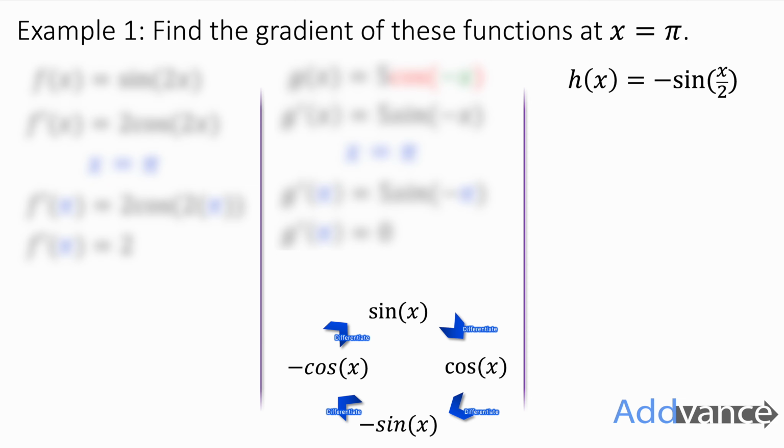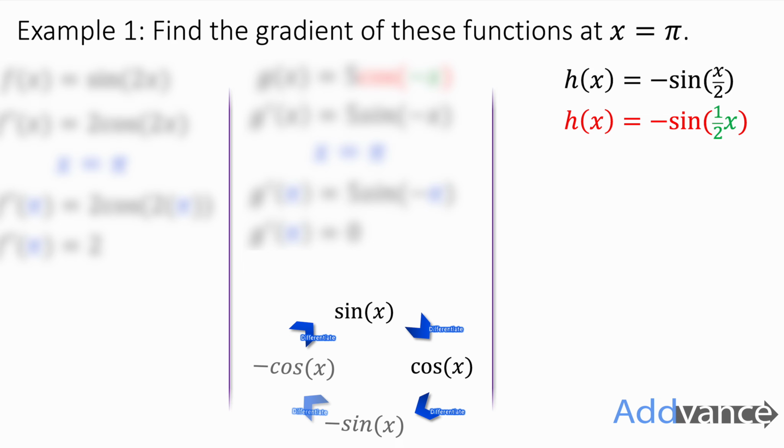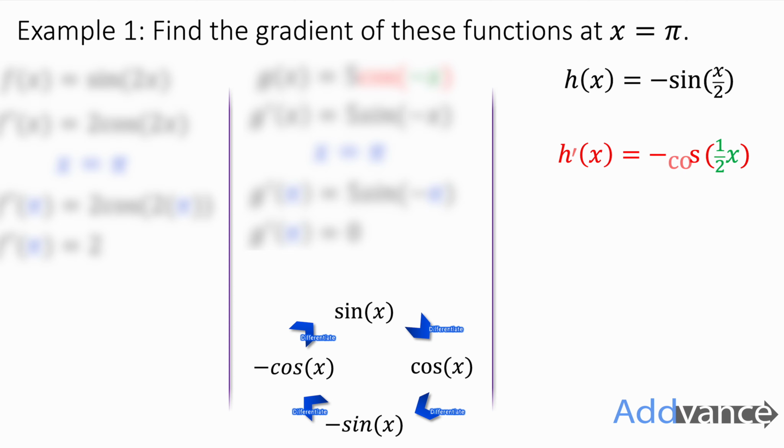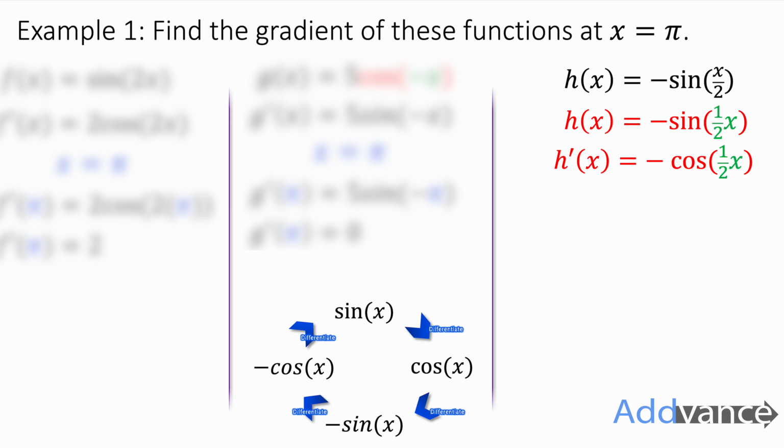Finally, h of x is minus sine of x over 2. We can differentiate this as minus sine of a half of x. x over 2 is the same as half of x, and it helps us differentiate if we think of it like that. Minus sine of x differentiates to minus cos of x, so h dash of x is minus cos of a half x. But when we differentiate inside the brackets, we get half, so we multiply everything by a half. Well, the final differential, h dash of x is minus a half cos of half x.